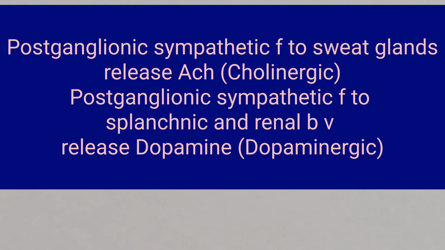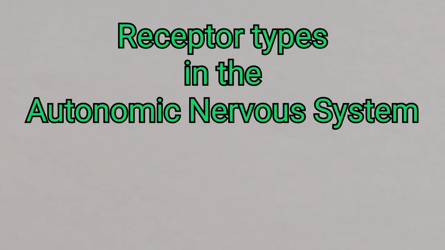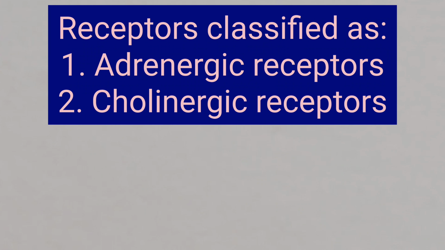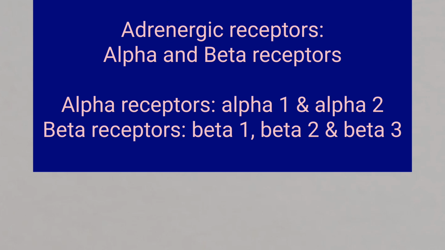Receptor types in the autonomic nervous system. The receptors of the autonomic nervous system are classified as adrenergic receptors and cholinergic receptors. The adrenergic receptors are divided into alpha and beta receptors. The alpha receptors are further subdivided into alpha 1 and alpha 2 receptors. The beta receptors are further subdivided into beta 1, beta 2 and beta 3 receptors.